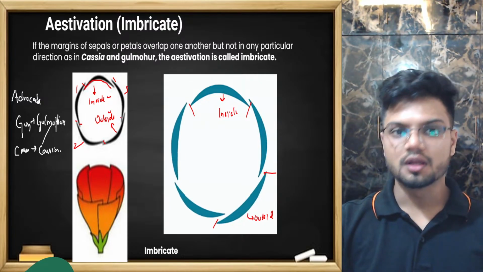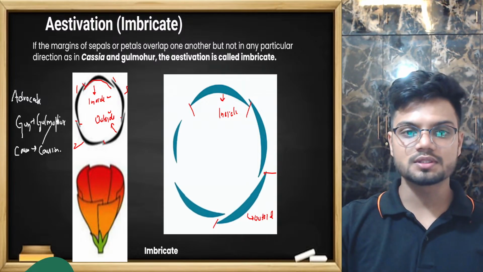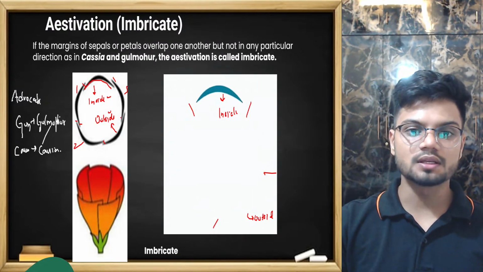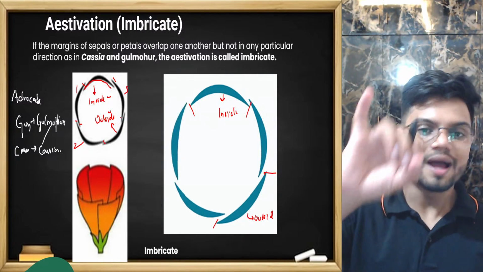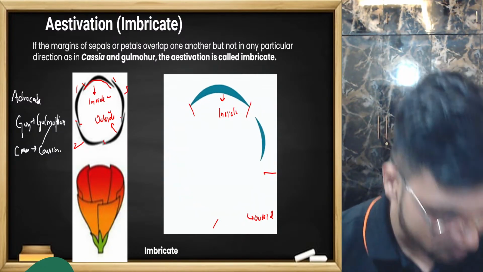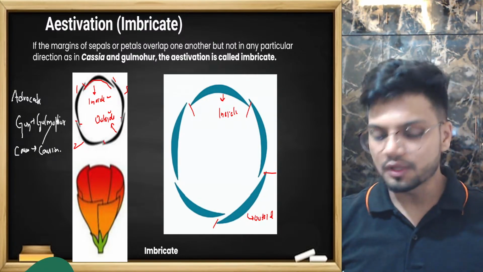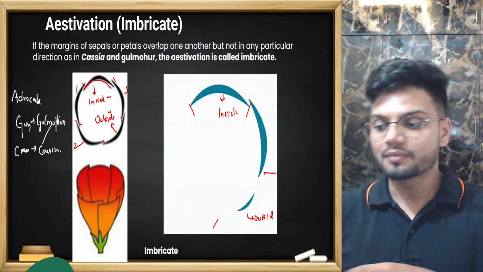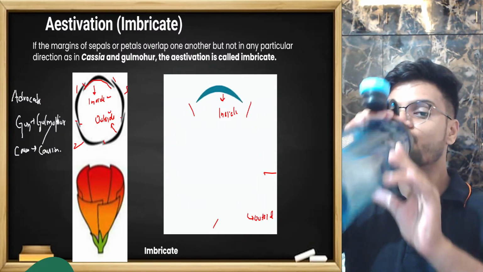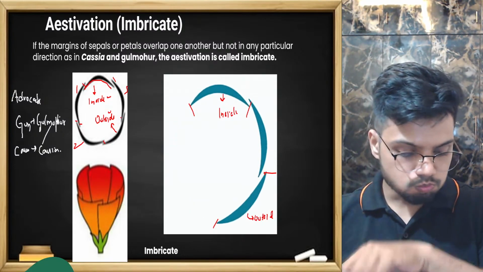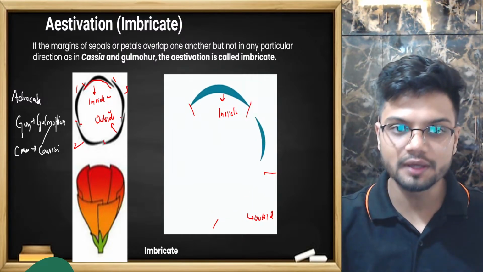Which of the following flowers shows imbricate aestivation and zygomorphic condition? Tell me what is the answer, students. Which two flowers show imbricate aestivation and zygomorphic condition? Tell me the answer now. Gulmohar and Cassia. Right? Gulmohar and Cassia.